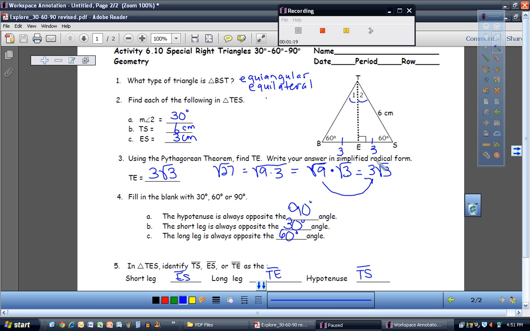So at this point, I want you to pause the video and go to number 6, where you're supposed to use the Pythagorean theorem to find the lengths of the missing sides of triangles A, B, and C. Record your data in the chart below. Once you get your data recorded, we can start up the video again and check your answers. This should not take you more than 10 minutes.